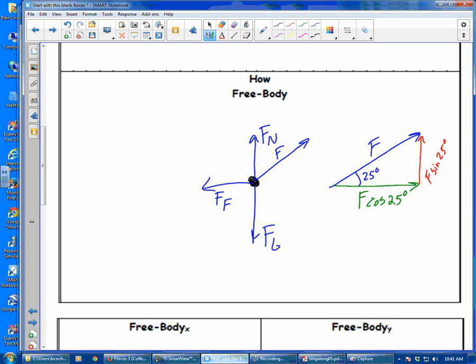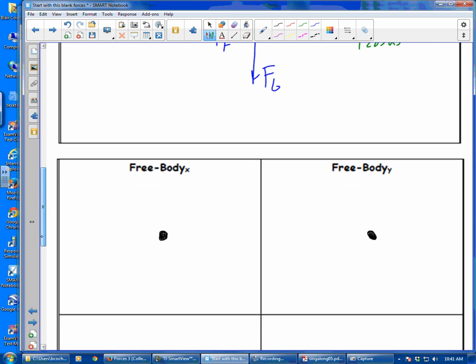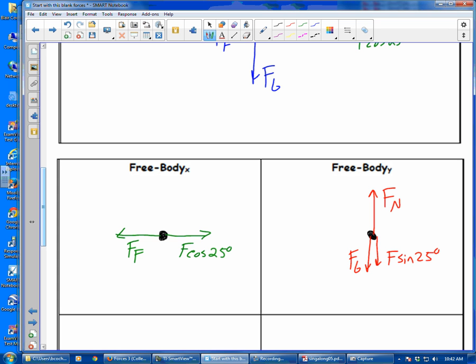All right? Now, put those into X and Y. Okay, if I scroll down to the X and Y, or do you guys need more time? You good? Okay, so in the X direction, I have F cosine 25 degrees, and I have frictional force. In the Y direction, I have the gravity down, F sine 25 degrees, and normal force up. That should be everything.